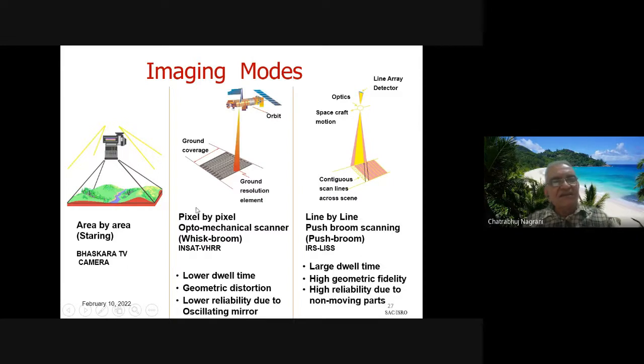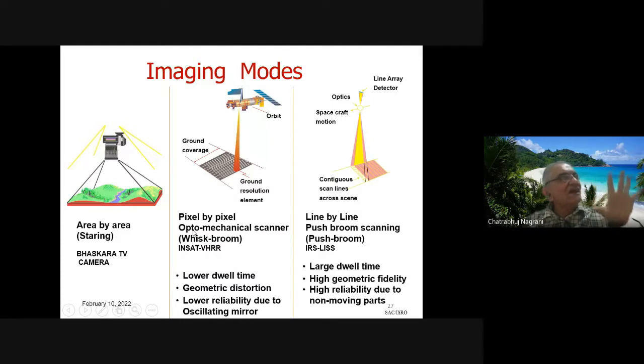You are doing staring. The other approach is that at any given time you are seeing only one or a couple of pixels, picture elements, and then you are scanning. When the satellite moves in the other direction, you take another strip. So strip by strip, before the satellite moves one pixel in total, you cover one strip, go to the next strip, and again cover the next strip. These are called optomechanical scanners.